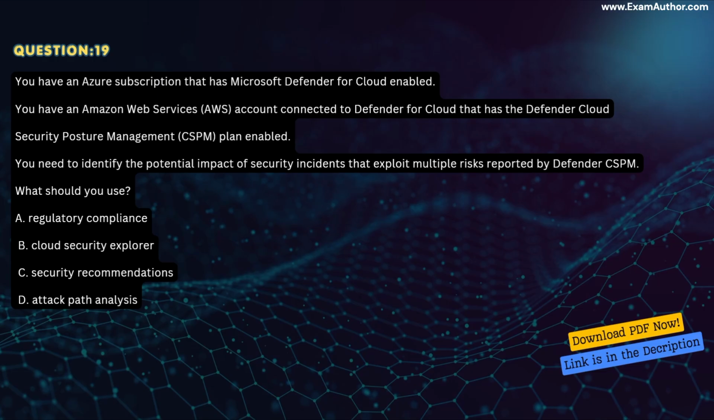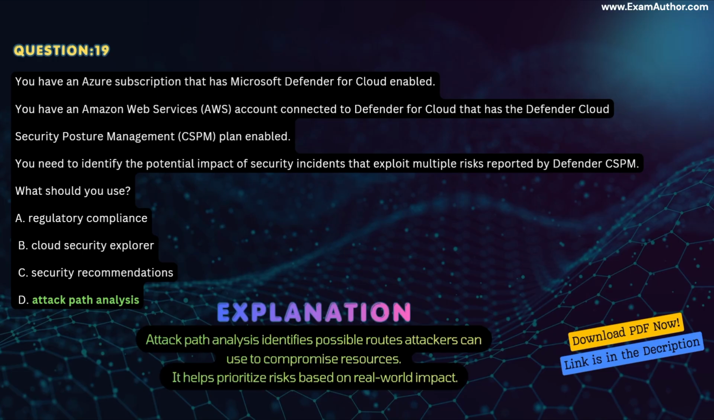Correct answer: D. Attack Path Analysis. Explanation: Attack path analysis identifies possible routes attackers can use to compromise resources. It helps prioritize risks based on real-world impact.